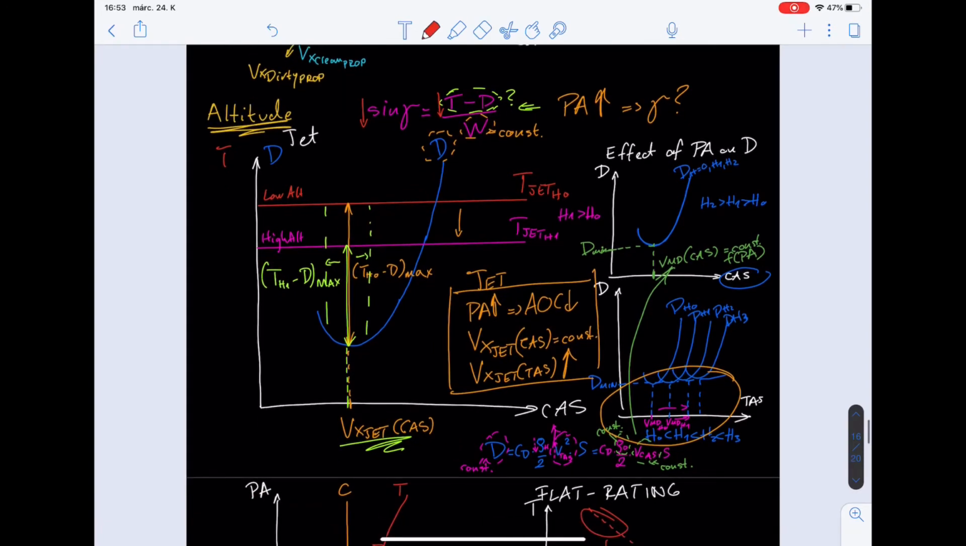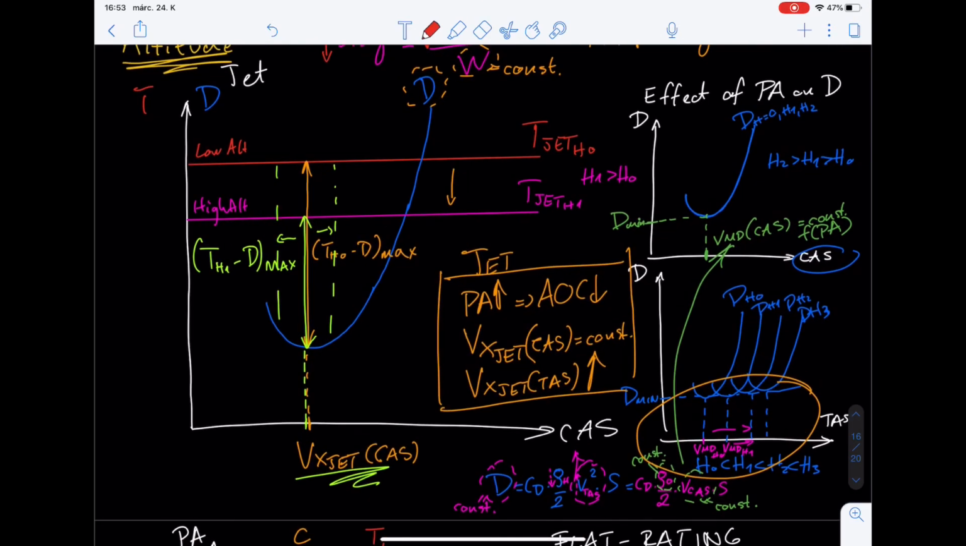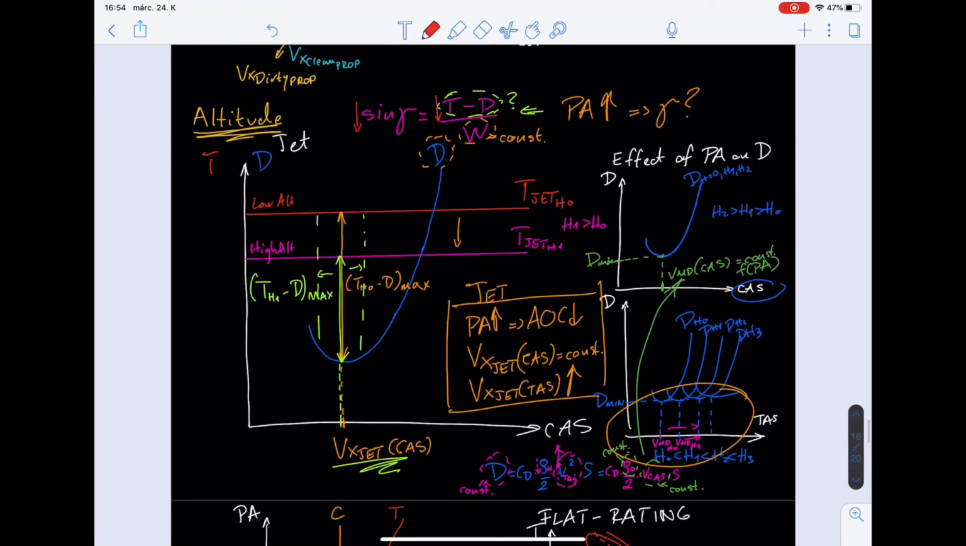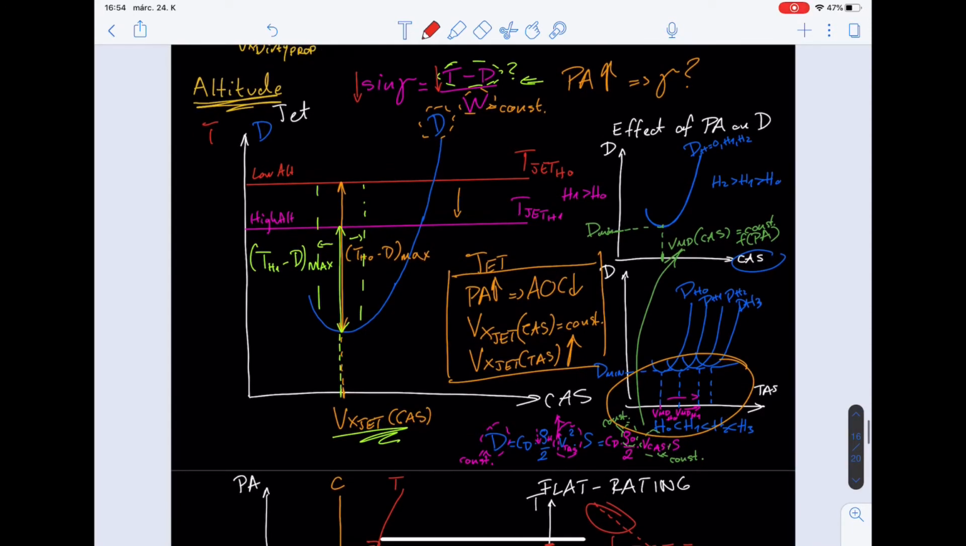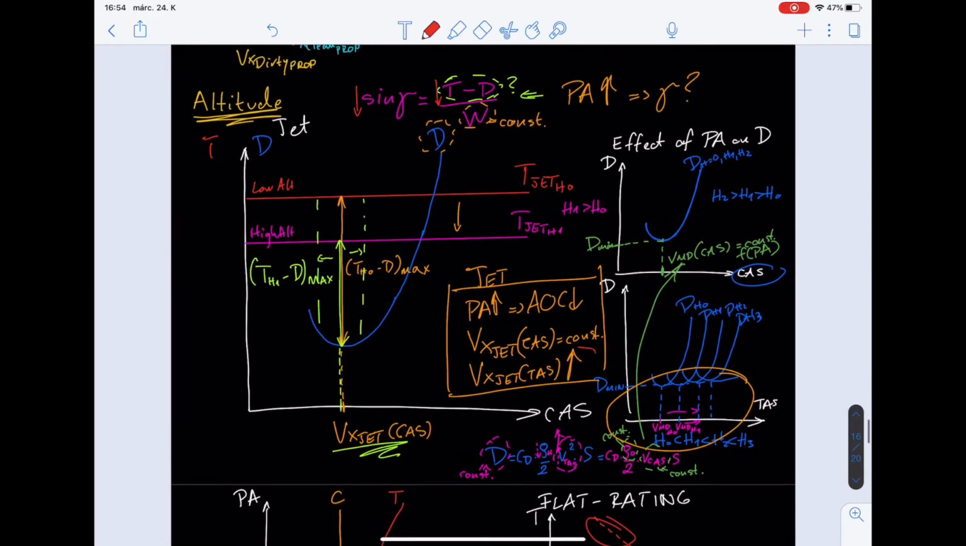So we looked at the case of the jet initially, and we saw that as the pressure altitude increases, so as you start climbing, for example, from sea level up to 5,000, 10,000, 20, 30,000 feet, where these jet airplanes usually cruise, your angle of climb is continuously reducing. But if you look at the speed for the best angle of climb for the jet, so the Vx, with regards to the calibrated airspeed, it's going to be a constant. However, if you look at it in terms of the true airspeed, in reality, it's going to be increasing.